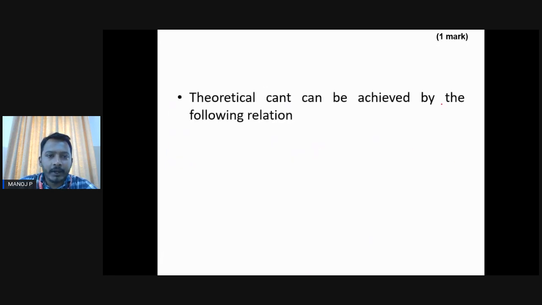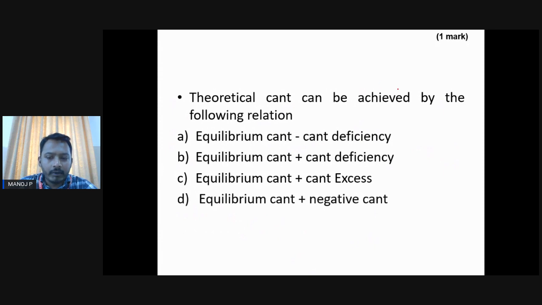Theoretical cant can be achieved by the following relationship. Theoretical cant is equal to equilibrium cant plus cant deficiency. Theoretical means the one which you get using the proper values. Equilibrium cant is the one which we get using the standard values. When there is a deficiency in the super elevation, that is known as cant deficiency. When you add both, you will get the theoretical cant.